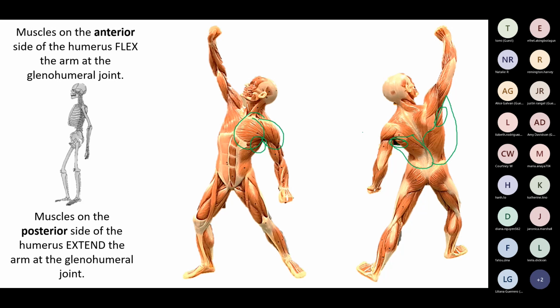So when we're moving the humerus, moving your whole arm forward or backwards, that's the job of muscles that attach to your trunk. They're the only ones that can move the humerus forward or backwards. If you live on the front side, you pull the humerus forward. That's flexion. If you live on the back side, you pull the humerus backwards. That's extension. Flexion and extension at the glenohumeral joint.